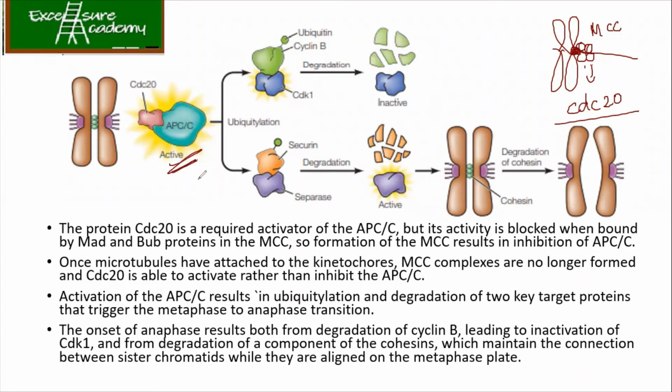Okay, now activation of APC results in the ubiquitination and degradation of the two target proteins and triggers the metaphase to anaphase transition. What is happening? Ubiquitination, CDK1 cyclin B is there. Okay, so what will happen then? It is going to make it inactive by degrading your cyclin B here. Plus, it also results in the degradation of your securin, making separase active.